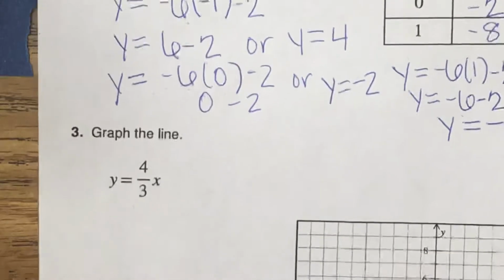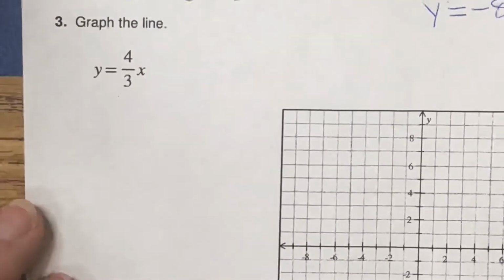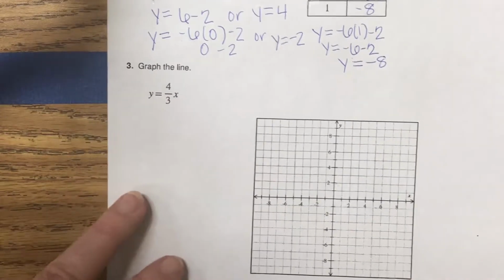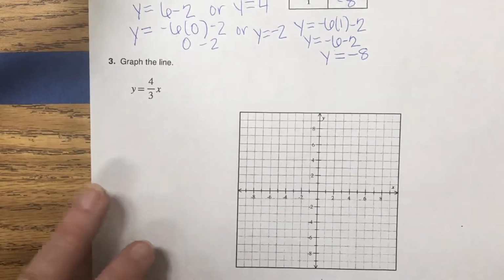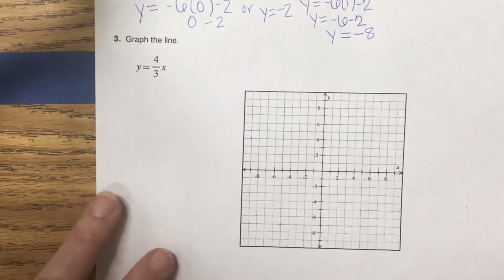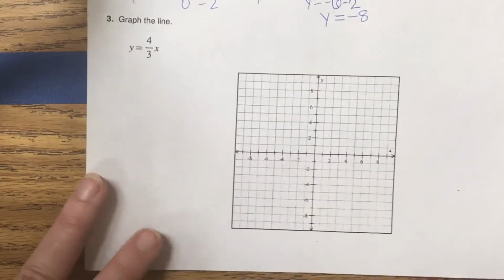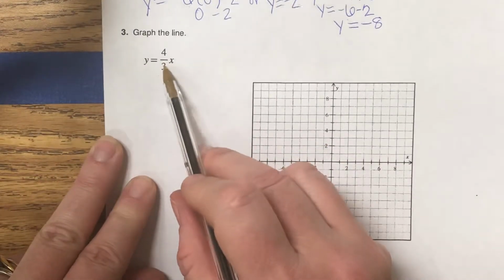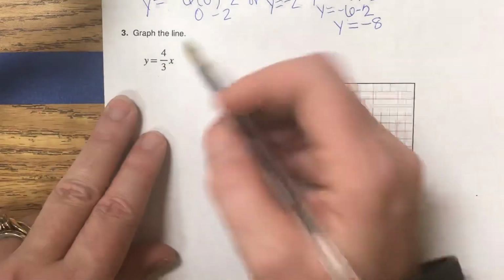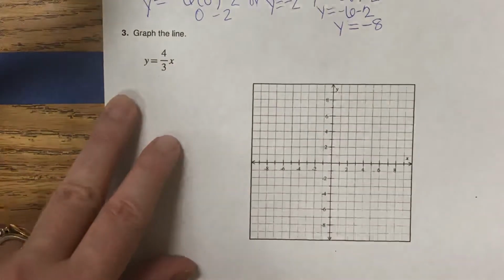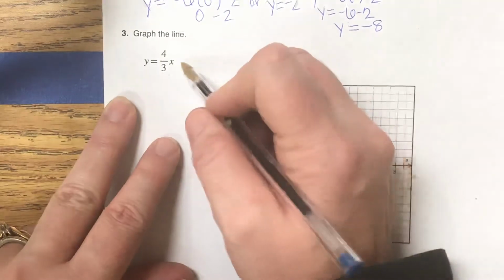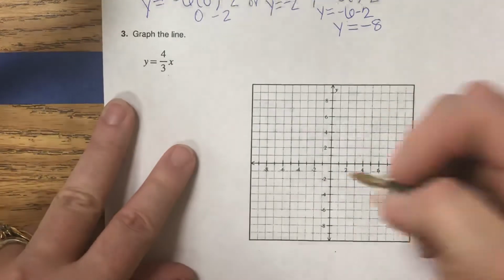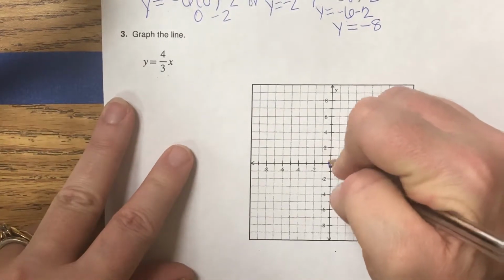All right, and then the third problem says graph this line. I'm just going to make it a little bit smaller so you can see it a little bit better. But it says graph this line, and it has y equals 4/3x. Well, the 4/3 is just basically your slope. And since this doesn't give me a y-intercept, like a plus or minus b on this one, I'm just going to assume that my y-intercept is 0.